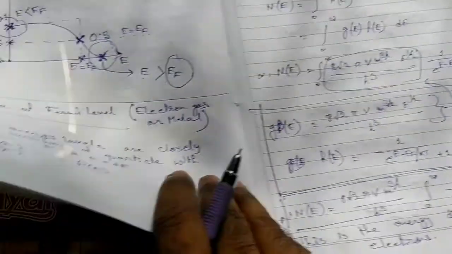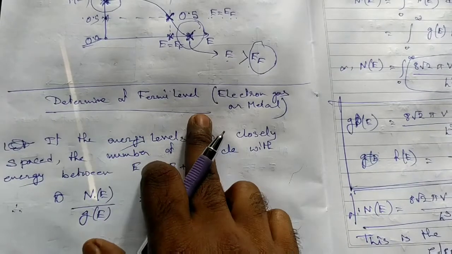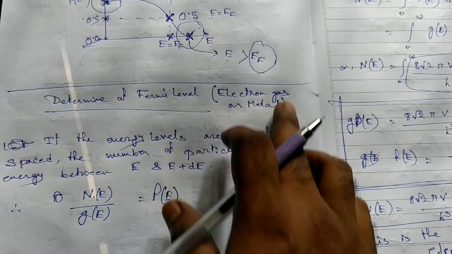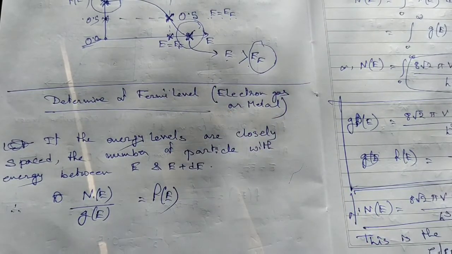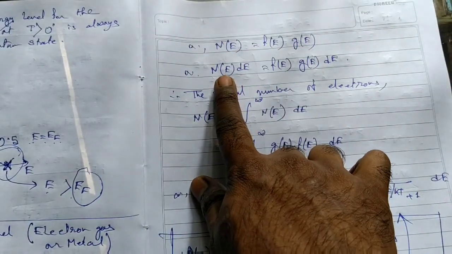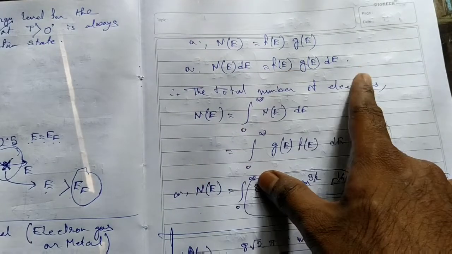So that means all electrons, all gas particles, are free in that system. Next, we try to determine the Fermi energy level for the metal or electron gas. Why? The metal has free electrons available in this material. That means we consider a metal as a system full of free electrons, and we consider the electrons to behave like a gas. So that's why we choose the distribution function Ni by Gi is equal to Fi. We put Ni is equal to Fe into G into dE.